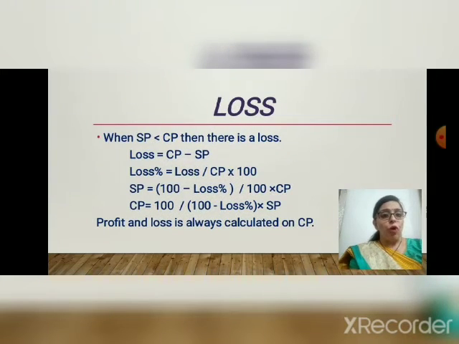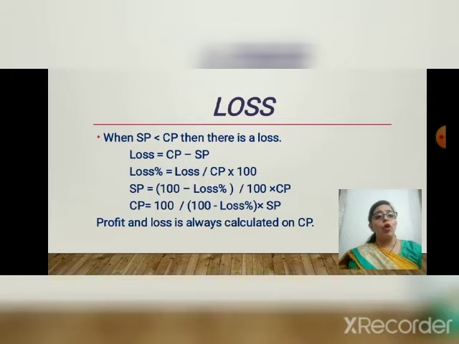Now in the case of loss, when the selling price is less than the cost price, there is a loss. So the loss formula will be CP minus SP. The loss percentage is loss upon CP into 100. I have told you that loss and profit are always calculated on the cost price.